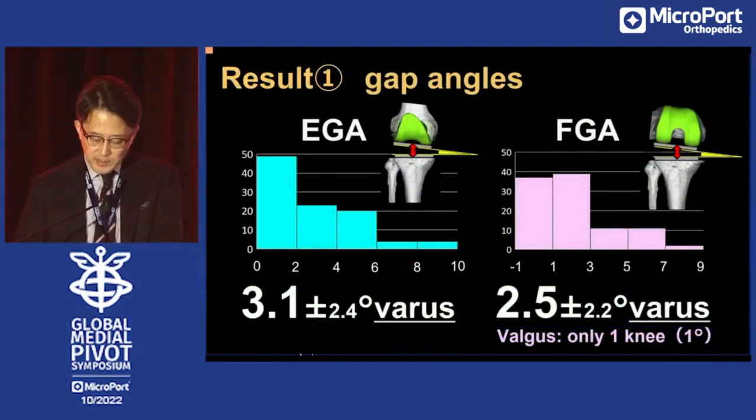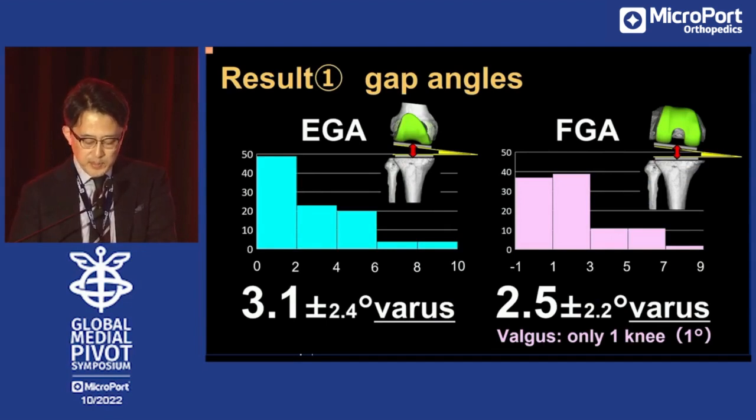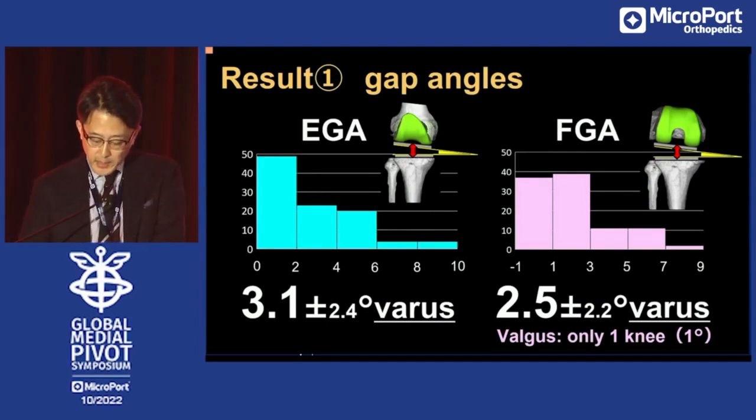This slide shows the result of gap angle. The mean EGA and FGA were 3.1 and 2.5 degrees, respectively. As shown in this histogram, almost all knees showed varus gap angle, except for only one knee, which showed 1 degree valgus in knee flexion.